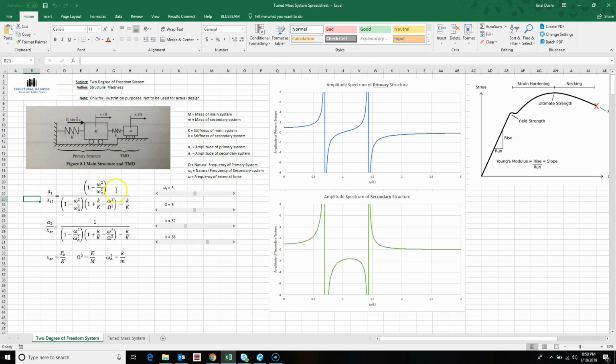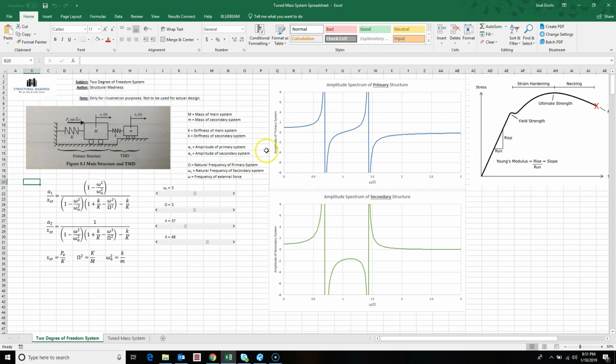I've written down the basic equations that I actually showed before. These equations are again the same. It's presenting the dynamic amplification of the primary system. That's the first equation, and the second equation is the dynamic amplification of the secondary system. Now, why is dynamic amplification important to study? So as we discussed before, in an elastic system, stress is proportional to strain.